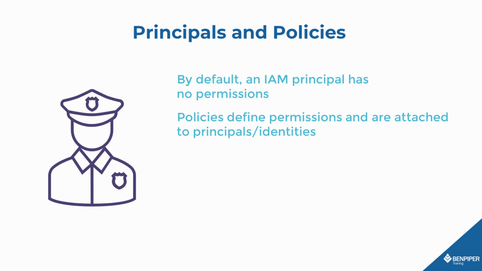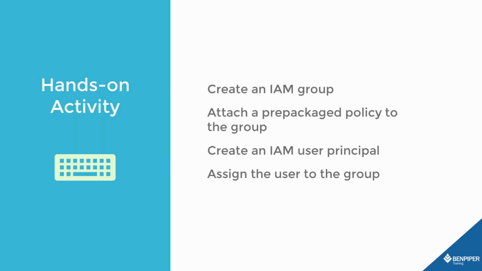Policies determine what permissions a principal has, that is, what actions it can take on a resource and under what conditions. A policy is essentially an access control list. In this demo, you're going to create an administrator group. AWS has created pre-packaged policies, and one of them is the Administrator Access Managed policy that grants almost full access to your AWS account. We'll attach that policy to the group, then we'll create an IAM user and assign the user to the group. The user will inherit full administrator permissions by virtue of being in the group, effectively making the IAM user an administrative user.